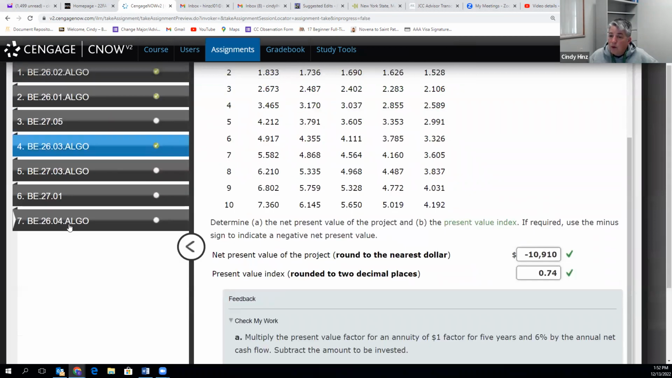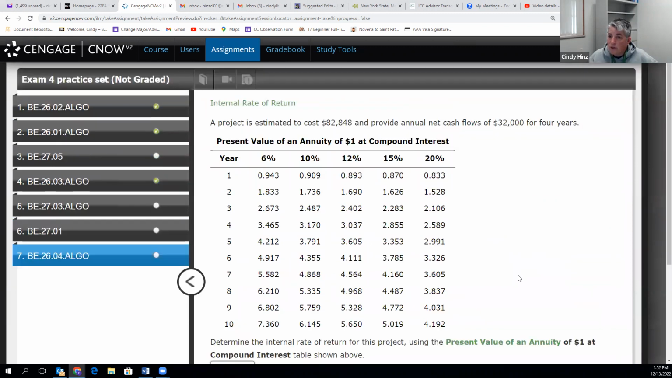And we have one more question from chapter 26, and that is the internal rate of return. And so this is the one where we're kind of doing guess and check. So we have to use the table to interpolate to find, we calculate the factor up front, and then we find where that factor would fall on the table. And then we decide, is that good enough?